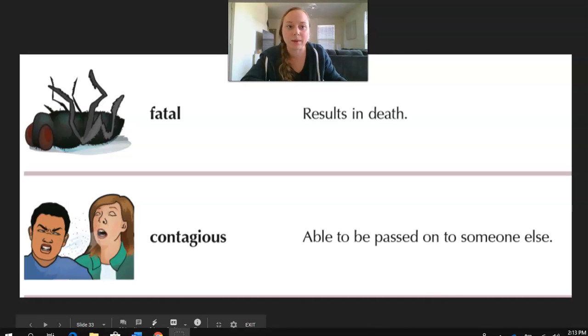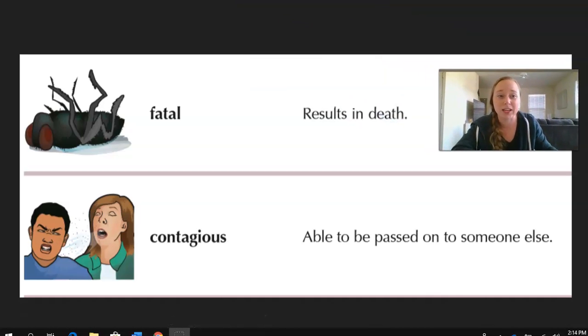All right, here are our vocabulary words. Fatal. That's a scary word. That means that it results in death. So some diseases may result in death. They may be fatal.